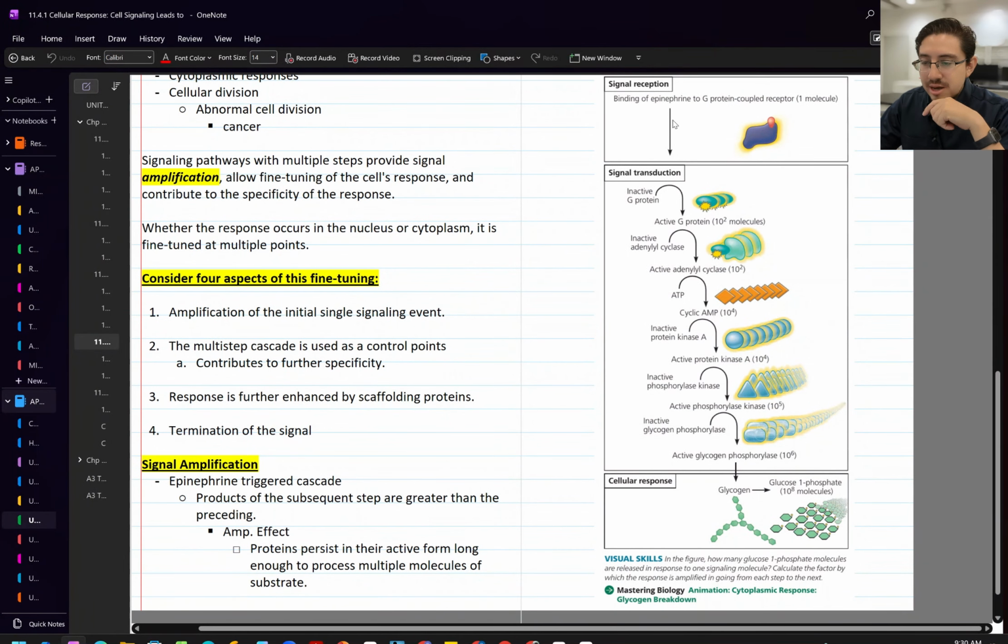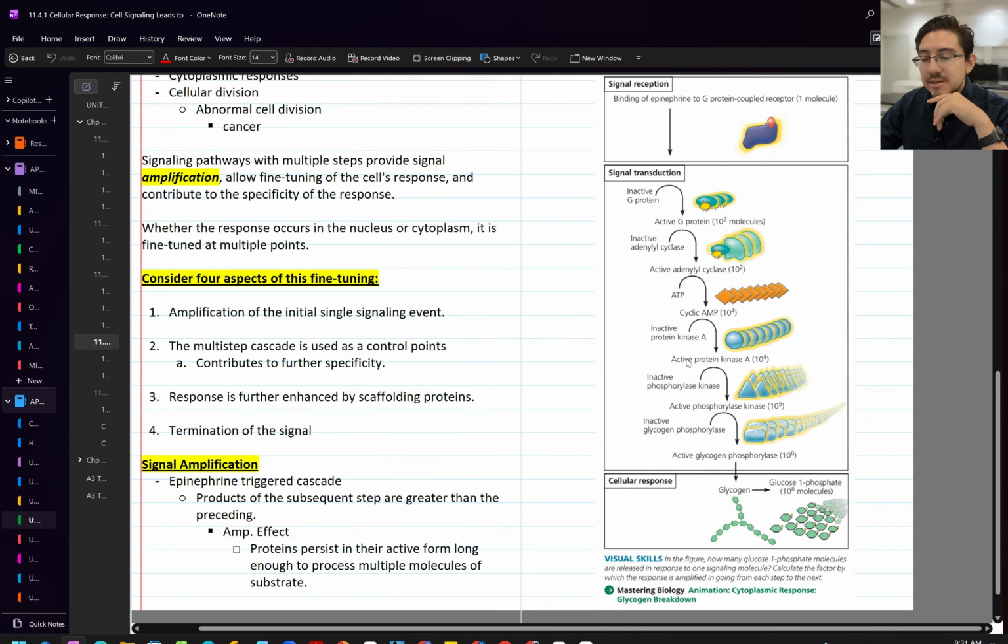So you have epinephrine, one molecule, and just that molecule activating that G protein, you have an increase in the amount of molecules that can be created. Okay? And then these G proteins in themselves are activating adenylyl cyclase, which then all of these adenylyl cyclase are activating cyclic AMP via a phosphorylation. And you notice 10 to the power of 4, 10 to the power of 2, there's many more molecules being amplified.